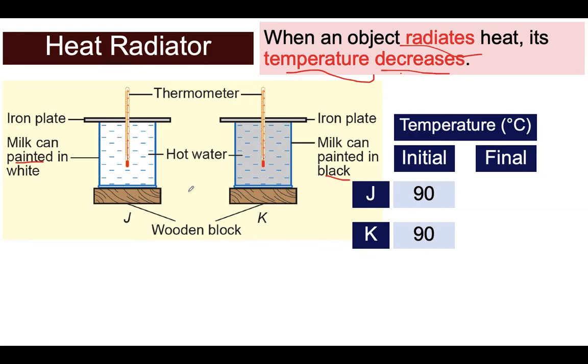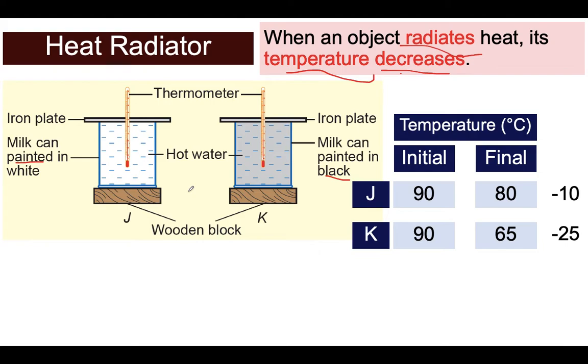We have to fix this variable. Okay, we will use 90 degrees Celsius hot water and put it inside both milk cans. And then after 30 minutes, we'll measure the temperature again. The final temperature for milk can J is 80, while the final temperature for milk can K is 65. The decrease in temperature for milk can J is 10 degrees Celsius, while the decrease in temperature in milk can K is 25 degrees Celsius.